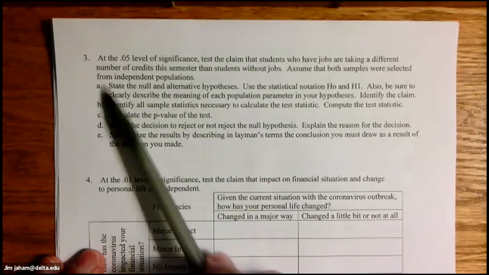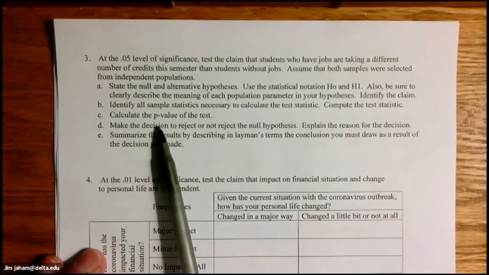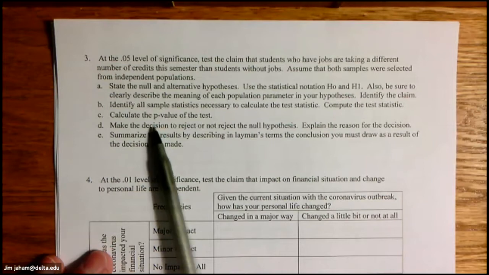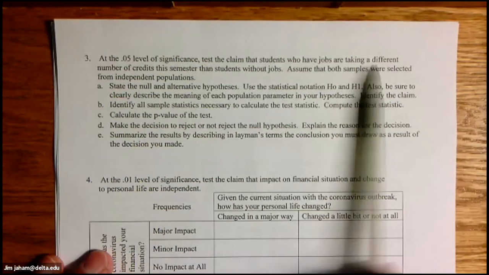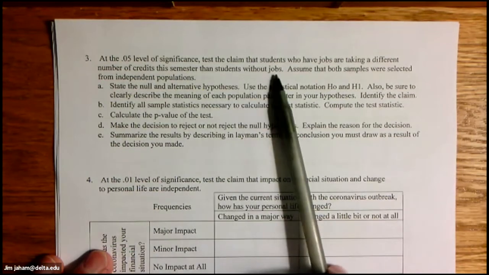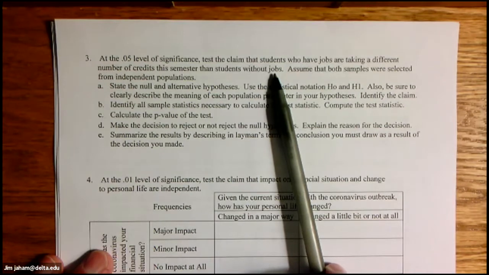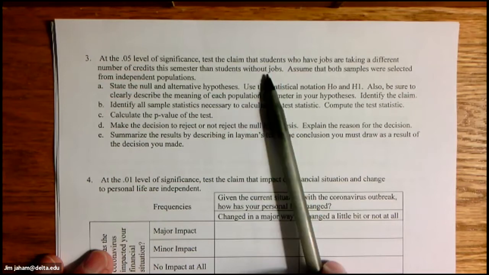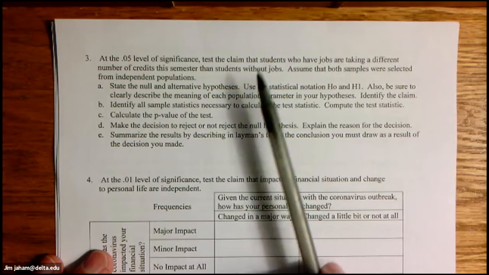In number 3, notice fewer parts. No confidence interval in this one. No classical approach requested in this one. Test the claim that students who have jobs are taking a different number of credits this semester than students without jobs. One of the questions I ask, do you currently have a job? Yes or no. The other thing I ask is, how many credits are you taking this semester? So you're going to have to go and find that raw data in the spreadsheet and then use it to extract the sample statistics that you'll need to test the claim.